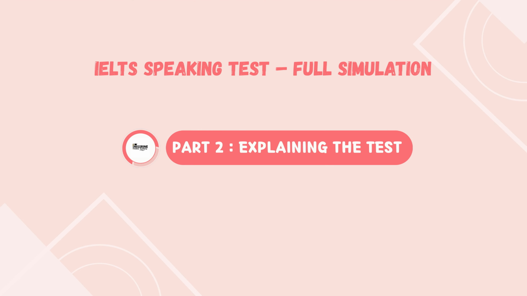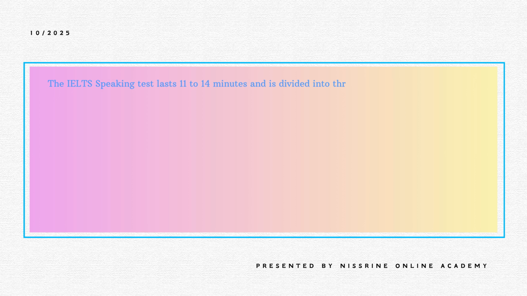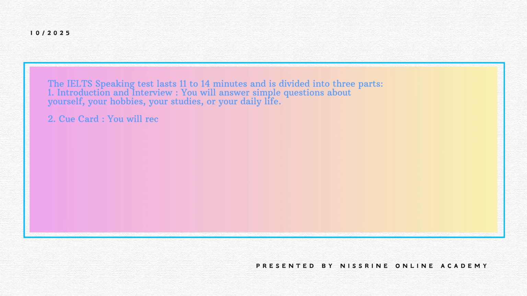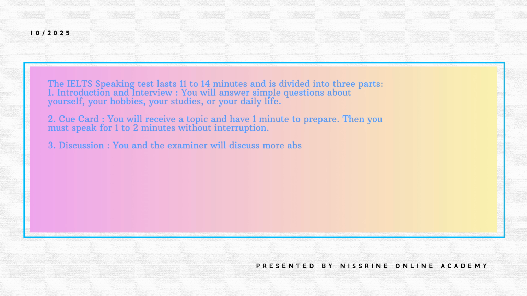The IELTS speaking test lasts 11 to 14 minutes and is divided into 3 parts. 1. Introduction and interview. You will answer simple questions about yourself, your hobbies, your studies, or your daily life. 2. Cue card. You will receive a topic and have 1 minute to prepare. Then you must speak for 1 to 2 minutes without interruption. 3. Discussion. You and the examiner will discuss more abstract questions related to the same topic.